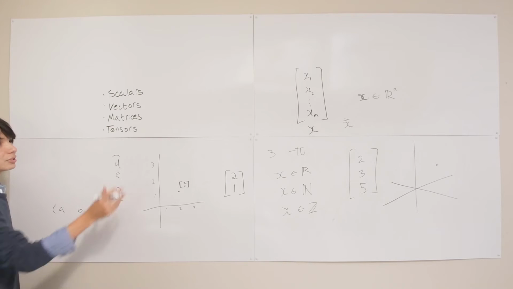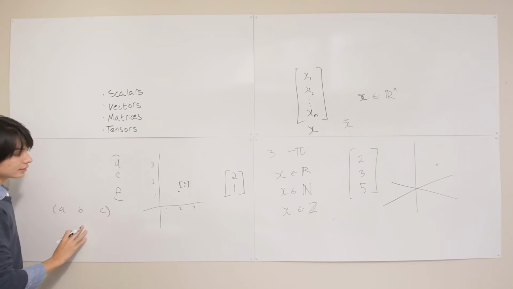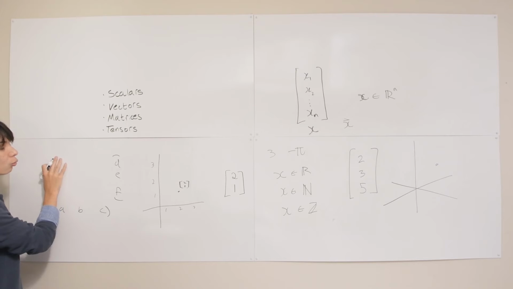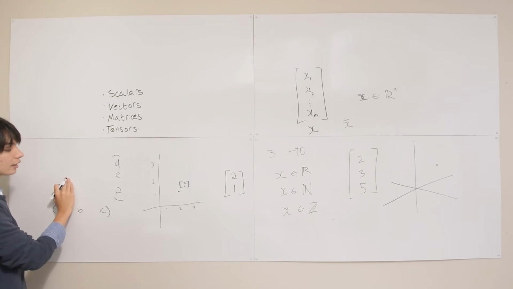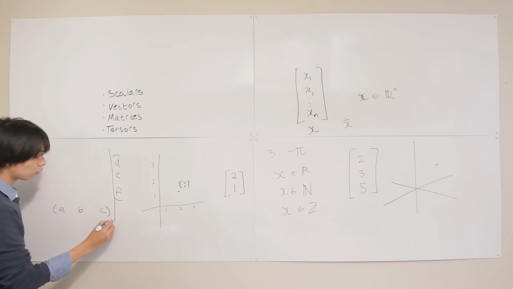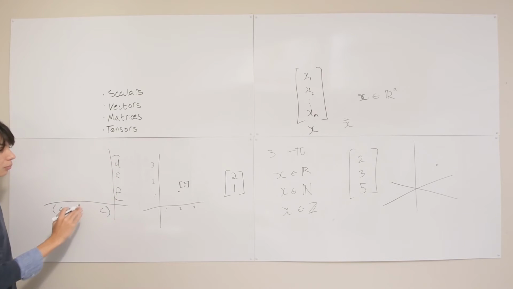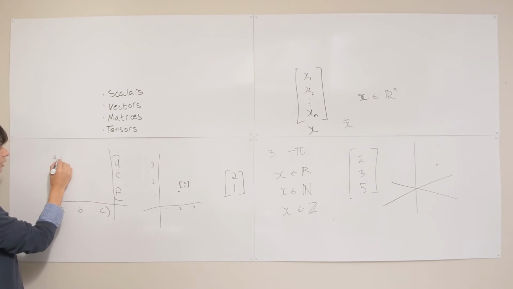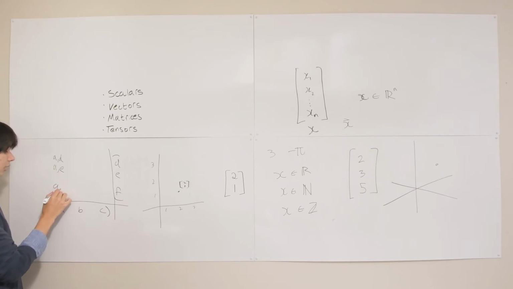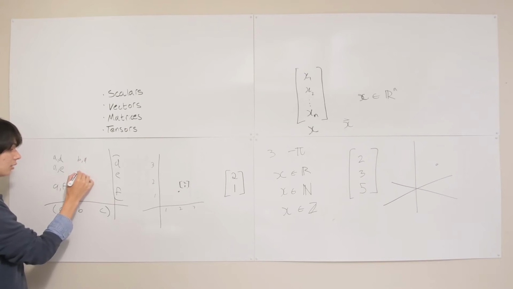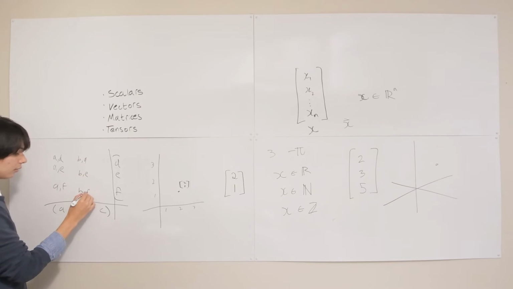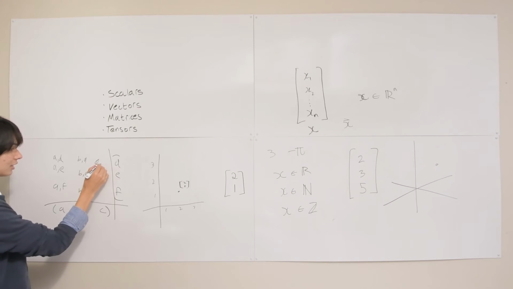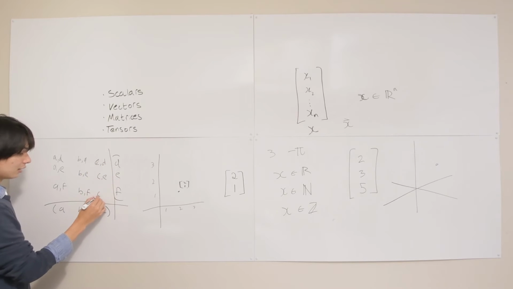Basically, taking the Cartesian product of these two sets is to create all possible ordered pairs that take one element from one set and one element from the other set. So we can quickly draw all these possible ordered pairs. We can pair this A with this D, we get A, D. We can pair A with E, and we get A, E. Likewise, A, F, and then B, D, B, E, B, F. And then C, D, C, E, and C, F.